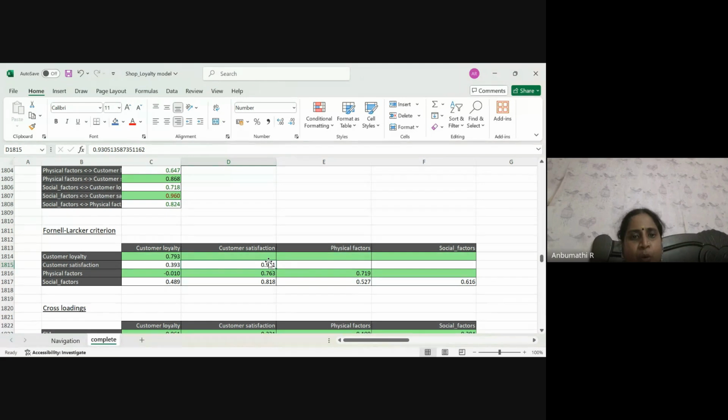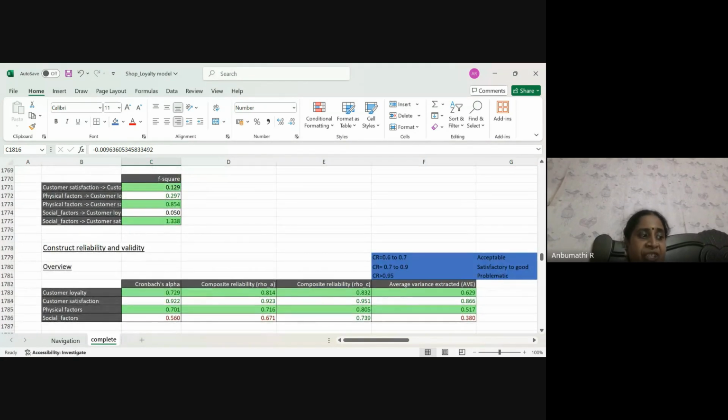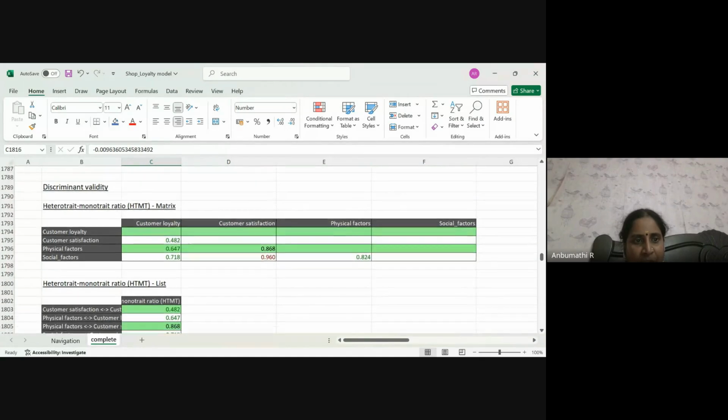Customer satisfaction to customer loyalty, it is 0.393. So this is the Fornell-Larcker criterion. But nowadays, Henseler and colleagues have found out there is some problem with the Fornell-Larcker criterion, and they have moved to this HTMT ratio.